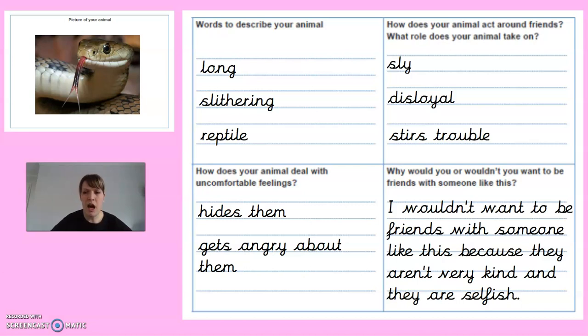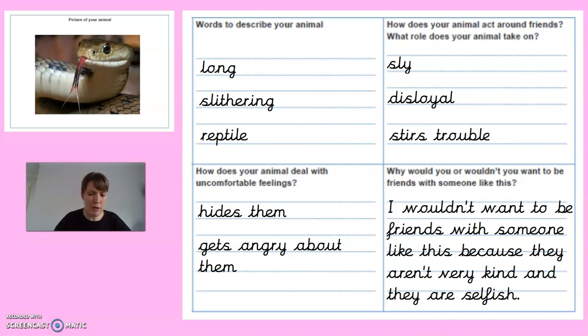So I have put, I wouldn't want to be friends with someone like this because they aren't very kind and they are selfish. Okay, so I've got my snake is sly, it's disloyal, it stirs trouble, they hide their uncomfortable feelings and don't share. I find these people, well, if a snake anyway, to be not very kind and a bit selfish to their own needs and feelings. So that's a snake. I don't think I would want to be friends with a snake. Not because they look scary, but maybe because of their characteristics.